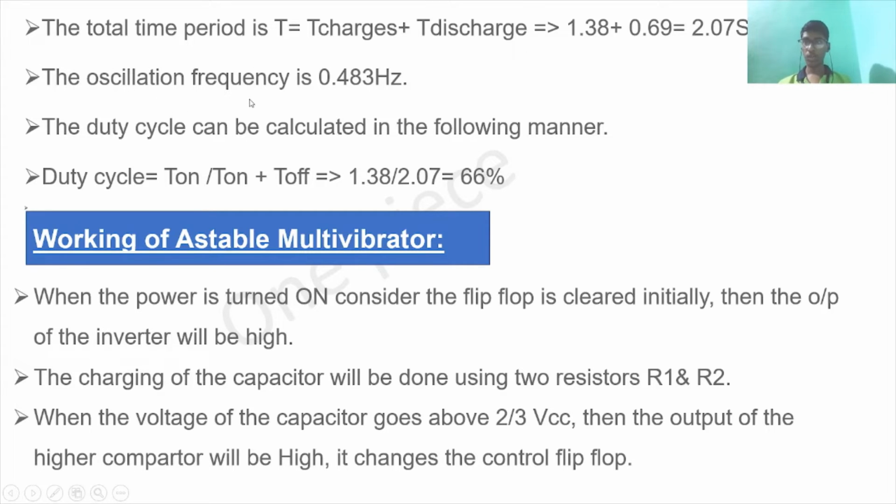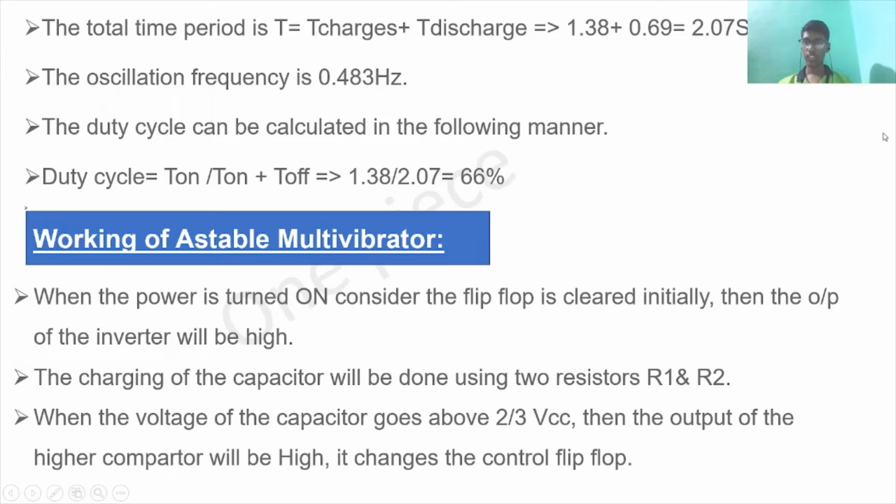If we convert into frequency, the oscillation frequency is 0.483 hertz. The duty cycle can be calculated in the following manner. We know the time charge, the time discharge, and the frequency. From this, we can calculate the duty cycle. For duty cycle, we require only a single formula: T on divided by T on plus T off. That is 1.38 divided by the total time 2.07, which gives 66%. So the duty cycle of this value is 66%.